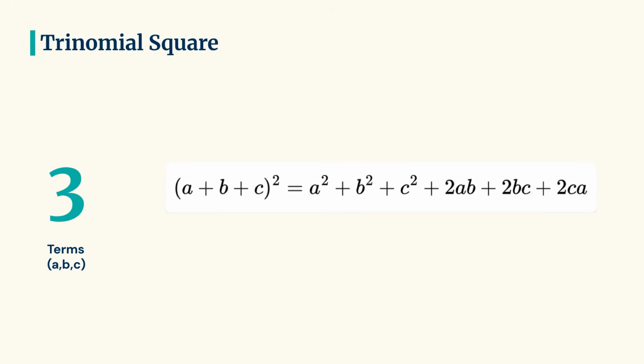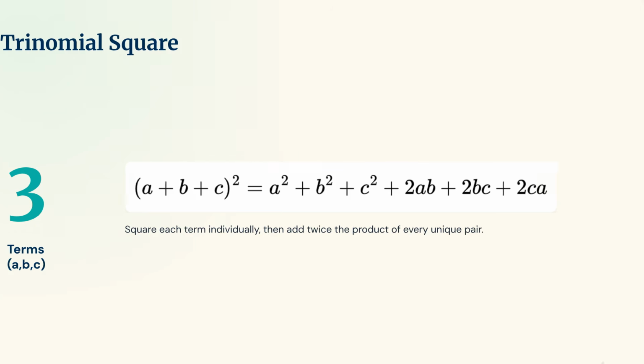The trinomial square is an important identity for three-term expressions. It involves squaring each term individually and adding twice the product of every unique pair: 2ab, 2bc, and 2ca.